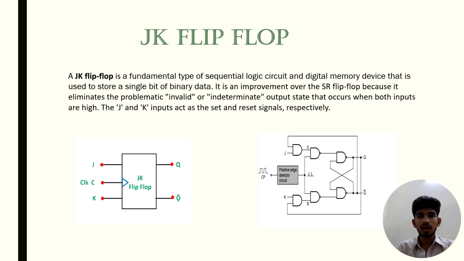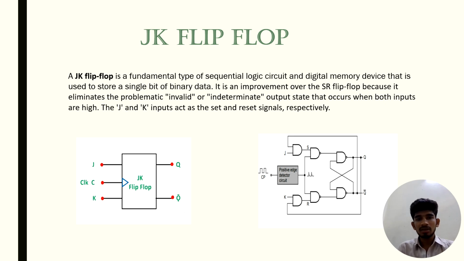Now we are moving to another flip flop. This is known as the JK flip flop. A JK flip flop is a fundamental type of sequential logic circuit and a digital memory device that is used to store a single bit of binary data. It is an improvement over the SR flip flop because it eliminates the problematic, invalid, or intermediate output states that occur when both inputs are high.